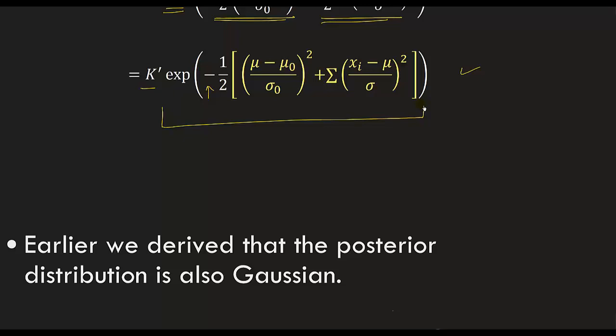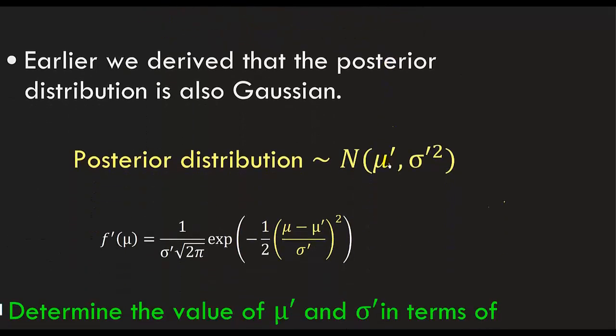This has to be an exponential quadratic, or a normal distribution, because we have taken the prior as a normal distribution and my likelihood is also normally distributed. So my posterior distribution has to be a normal distribution. So we can assume that this posterior distribution follows a normal distribution, and the parameters for that are mu dash and variance sigma dash square.